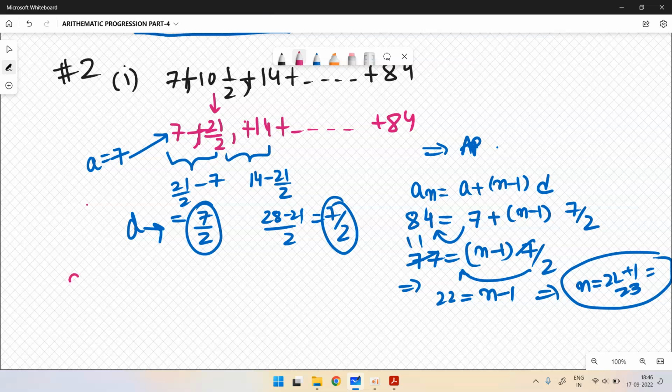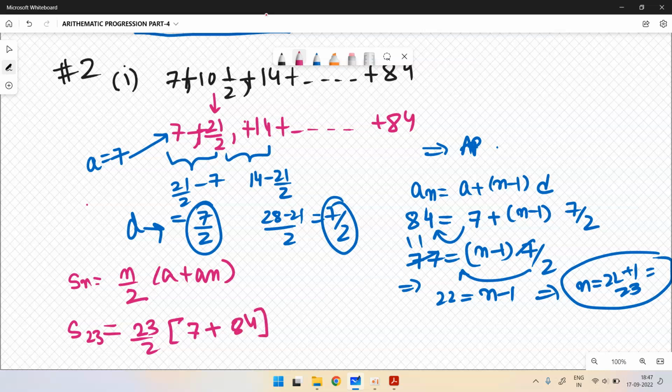So the sum S of n is n by 2 into a plus the nth term. Here it is S of 23, so this is 23 by 2. A is given to be 7, and the nth term is given to be 84.